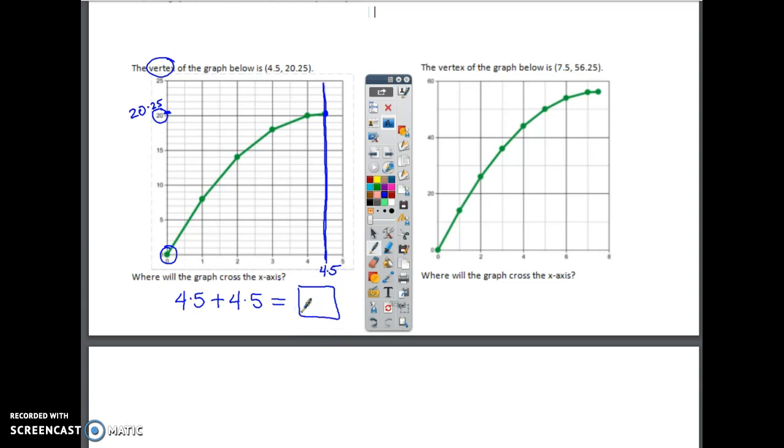You're going to do the same thing for this problem. The answer for this one is 9. It will cross at 9. So it crosses at 0, and it will cross again at 9.